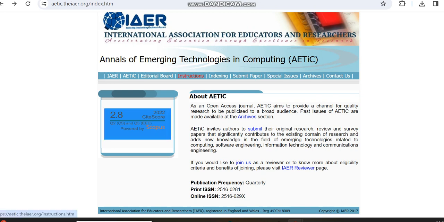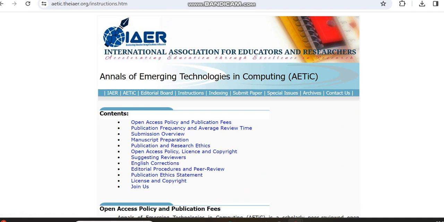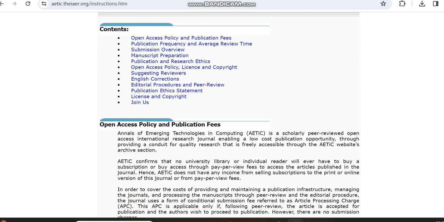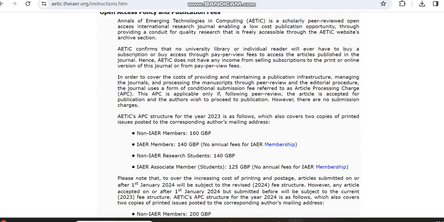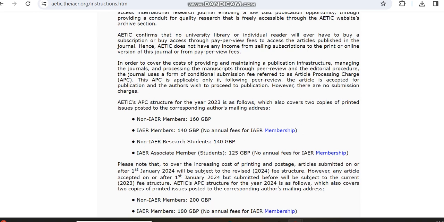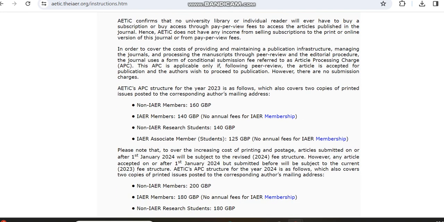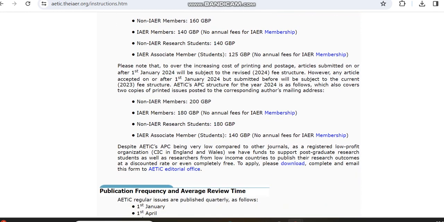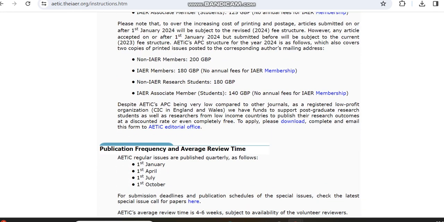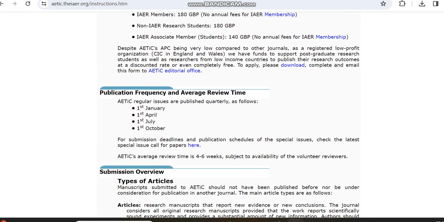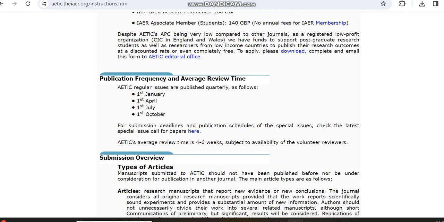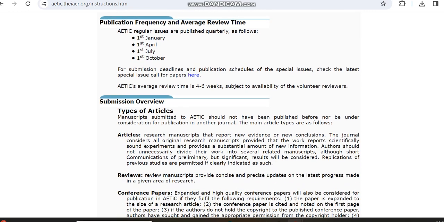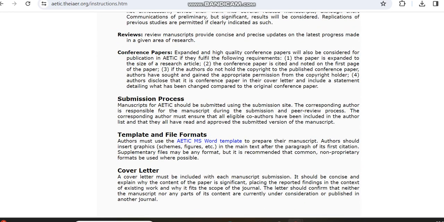I said this is a paid journal, so I'm moving to the instruction section to see what the payment is. The payment is a little bit less, not as high. For non-IAER users it is 160 GBP, and for IAER users it is 140 GBP, and for research students it differs. So these are the details regarding this journal, and they are publishing nearly 4 issues. I said 5, since 4 are regular issues and the 5th is a special issue. They have also given the details of when the issues are published, and other details are given over here.